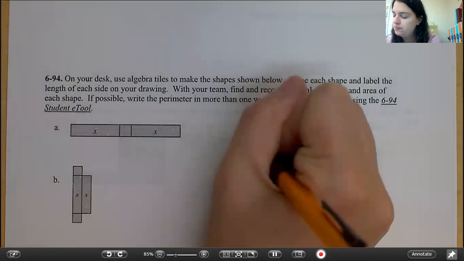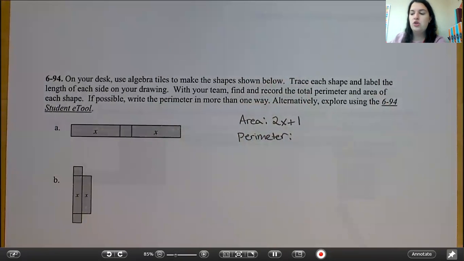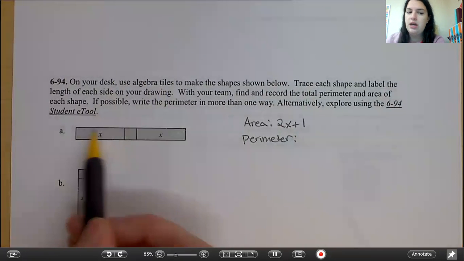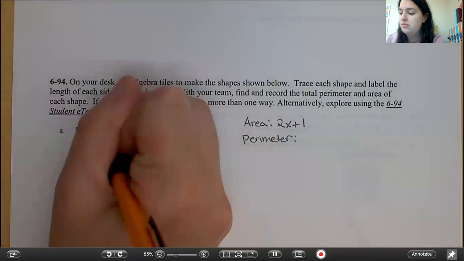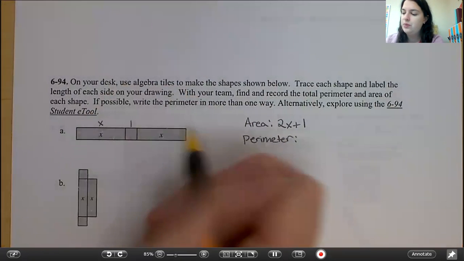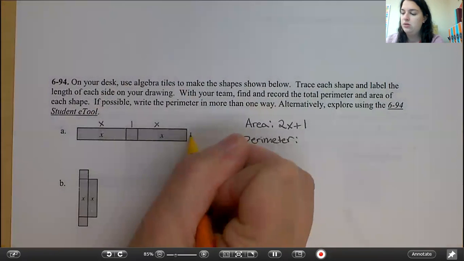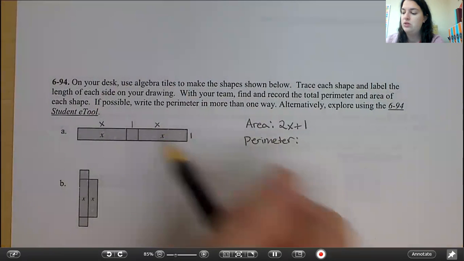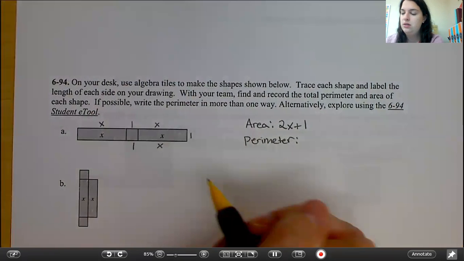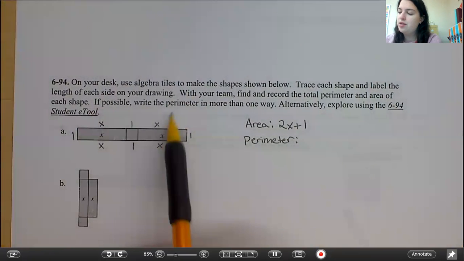Our perimeter is the outside. So we want to make sure that we label each and every side. We know that this side right here of the X tile is actually just X because the exact side length is not known. Unit tile is 1, again, that side of X is just X. The end of an X tile is the same length as a unit tile, so it's 1, X, 1, X, 1.